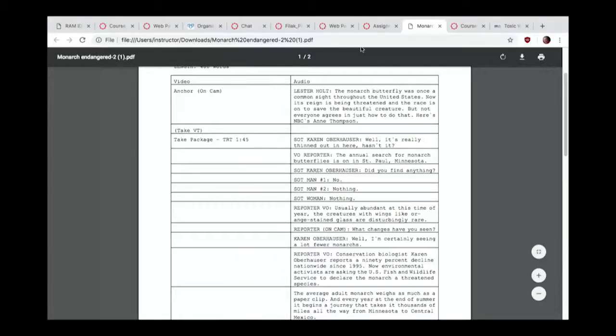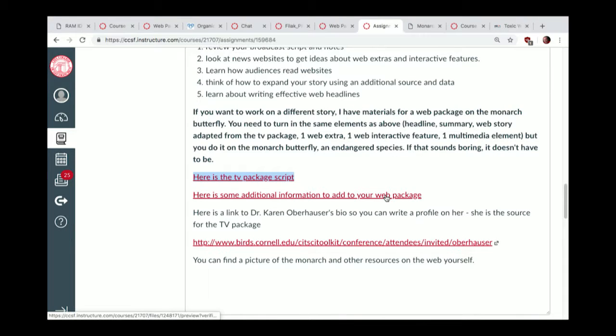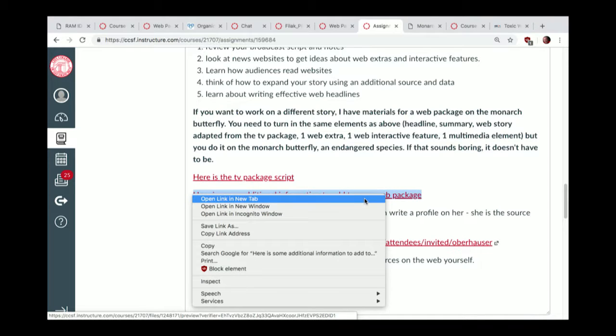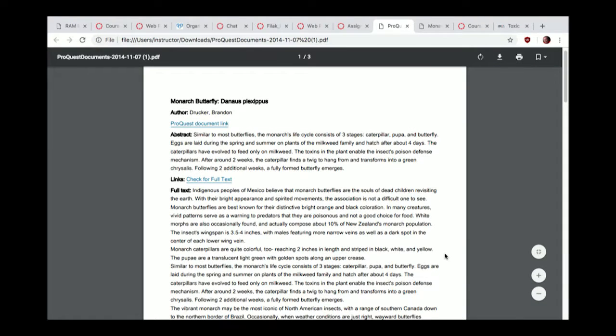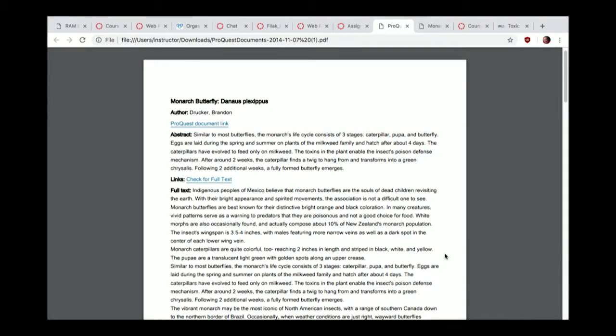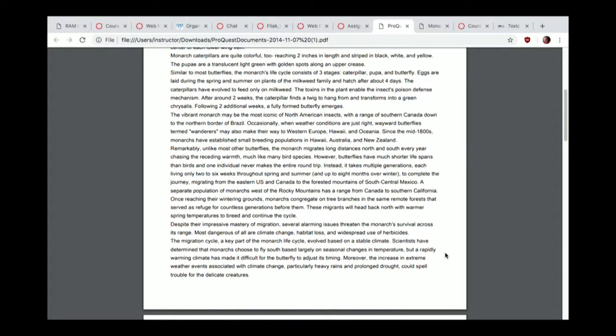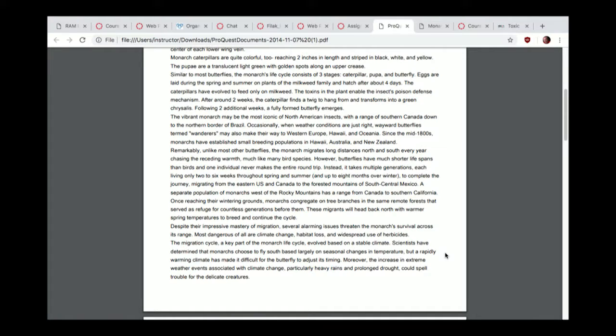All right. Now there's additional information here because you have to write a web extra. So once you're done adapting, you're also going to want to dig in here and find additional information. You could write about the monarch butterfly all over the world, and you could take information from here about what's going on in New Zealand, what's going on in Mexico, stuff like that. Or later on, you could write about the life cycle of the monarch butterfly.